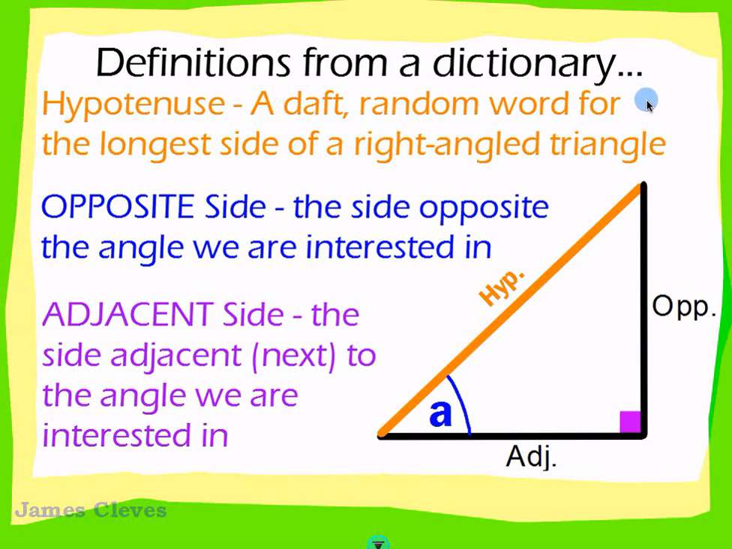The hypotenuse to me is a bit of a crazy word, which just means the longest side of a right-angled triangle. The opposite, like I just said, is the one that's opposite the angle in question, and the adjacent side is next to, or adjacent to, the angle that we're interested in.